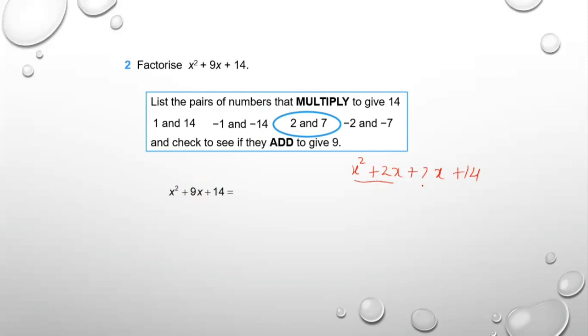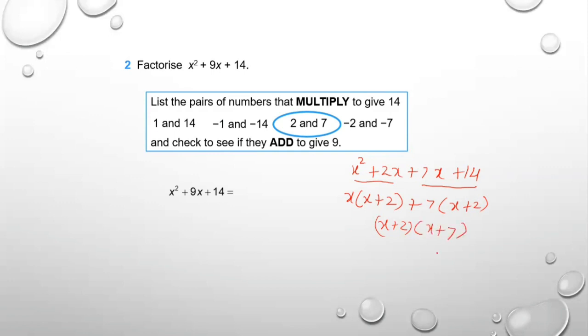Make the groups here. From here the HCF is x, taken common. From x square, 1x has gone, x remains. From 2x, x has gone, 2 remains. Plus 7 and 14, the HCF is 7, and what is left is again x plus 2. So x plus 2 is common here, and what is left we write in the other bracket, which is x plus 7.